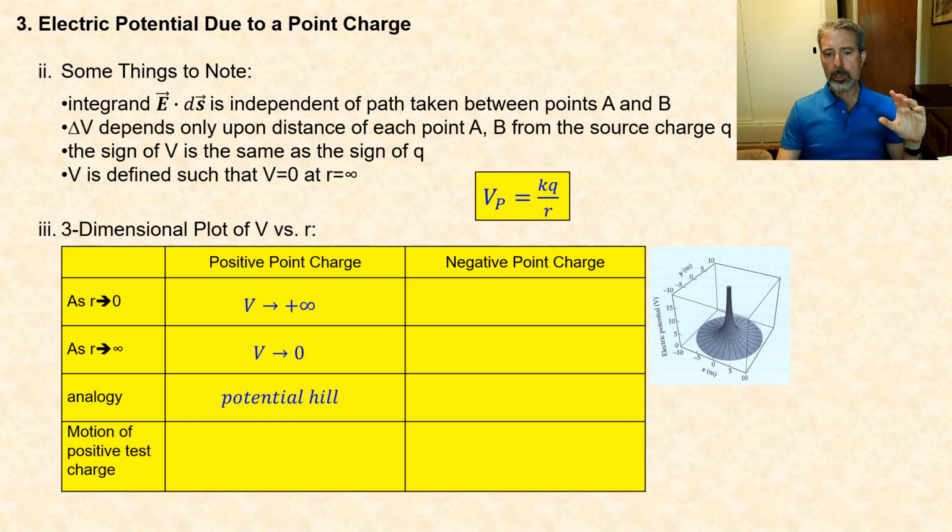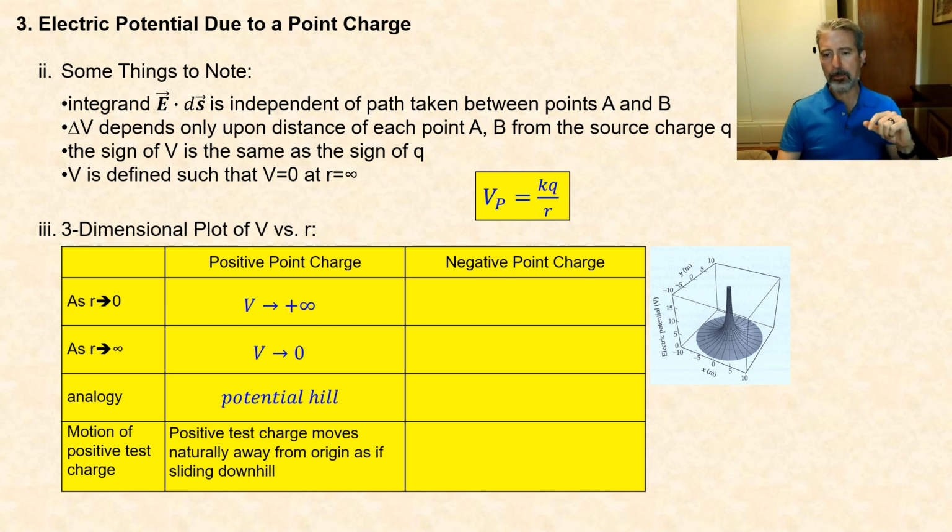When we ask the question, how does a positive test charge move here? Well, you can think of it this way: the positive test charge moves naturally away from the origin as if it is sliding downhill. Or said another way, if you have a positive point charge, then a positive test charge is going to move naturally away from it.